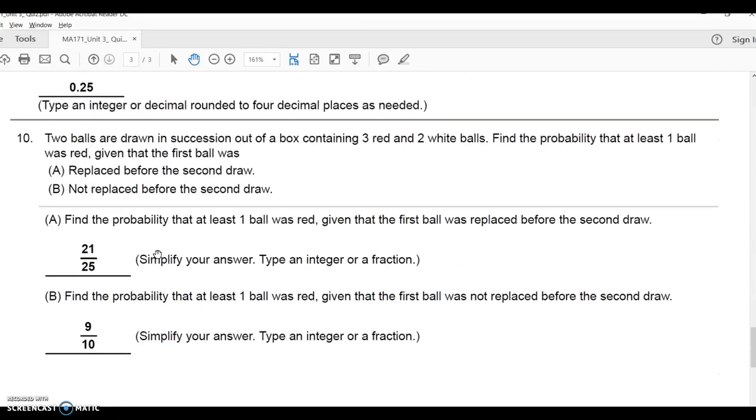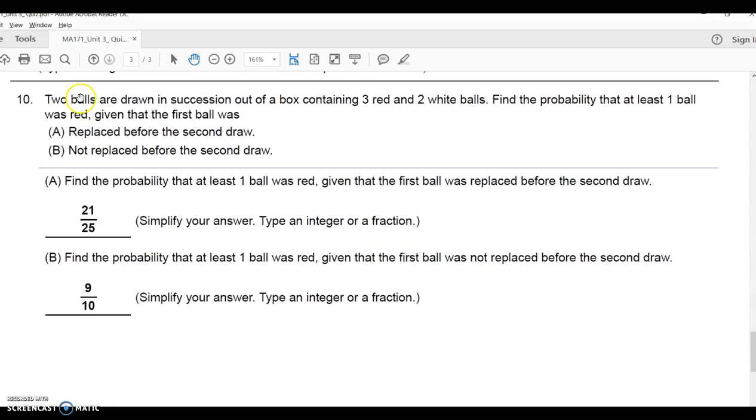In our last question, 2 balls are drawn in succession out of a box containing 3 red, 2 white balls. Find the probability that at least 1 ball was red, given that the first ball was replaced before the second draw.